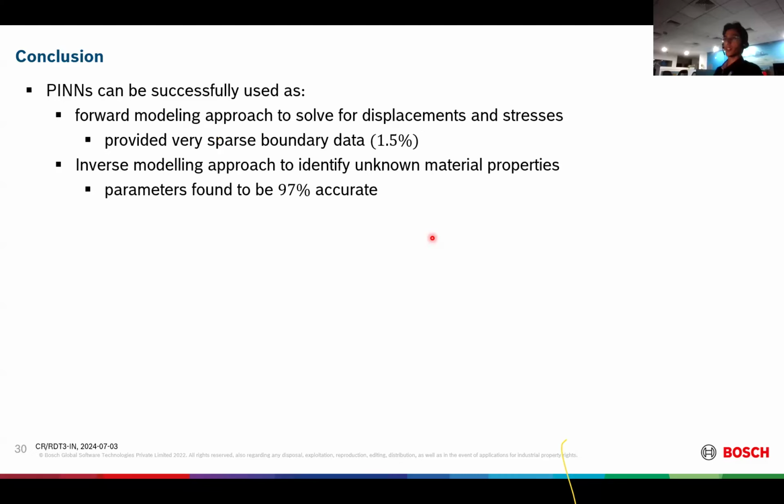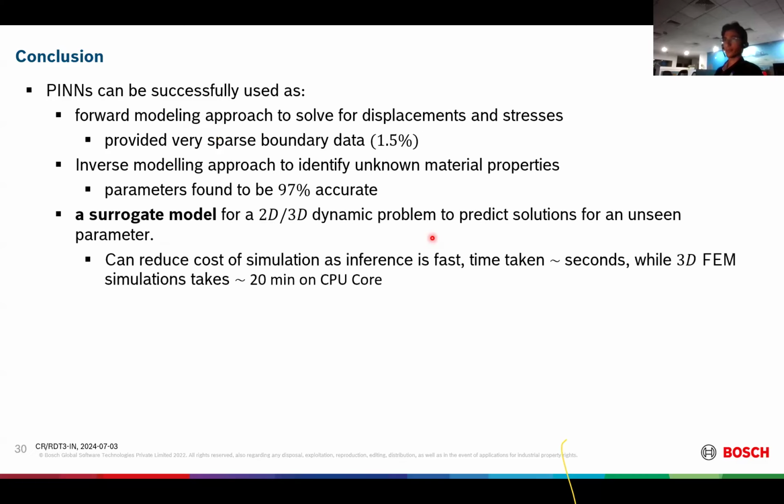And also for the inverse modeling to find the material properties, we have identified the parameters with almost 90% accuracy. And for the surrogate modeling, we have seen in the 2D and the 3D case that the model is able to predict the solution for unseen parameters within that range.